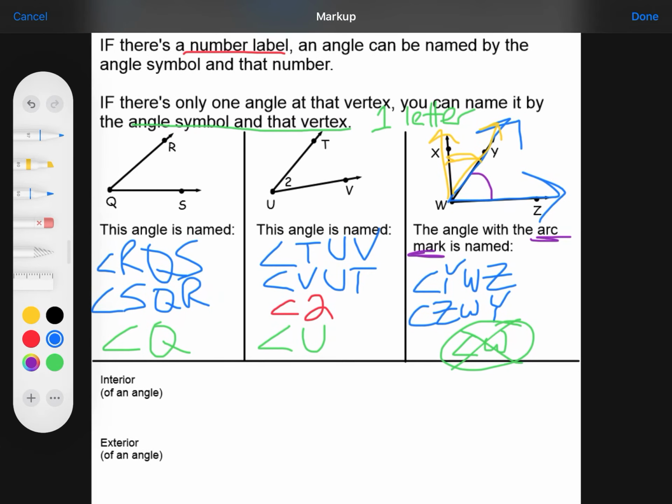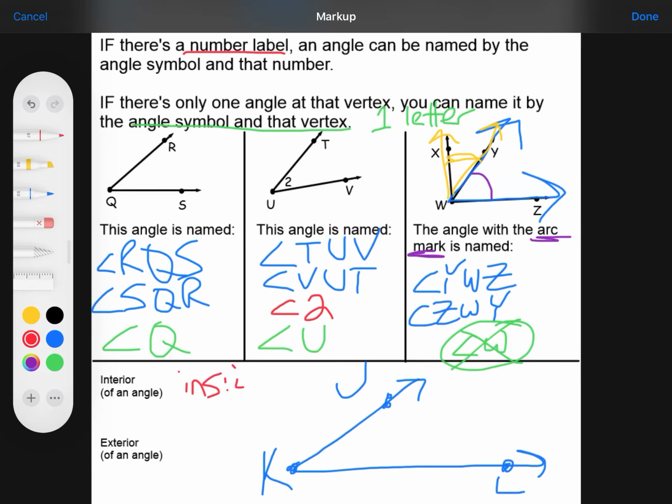All right, last little piece of information here. So if you have an angle, and let me draw a picture here, I'll call this angle, let's go with J, K, L. We have different types of points. One type of point would be points on the interior of an angle. Interior is a fancy word for meaning inside. Inside would be somewhere between the 2 rays. So let's be clear that point I here is on the inside.